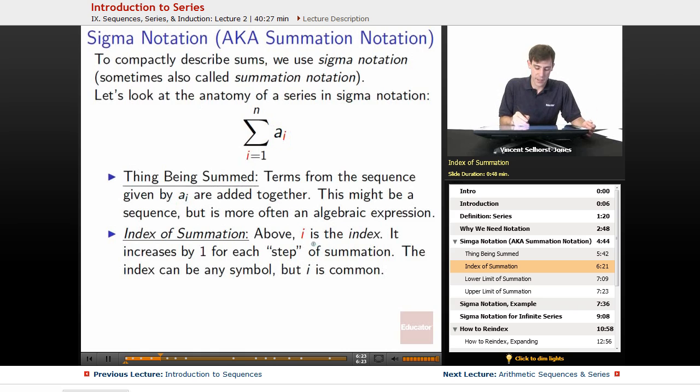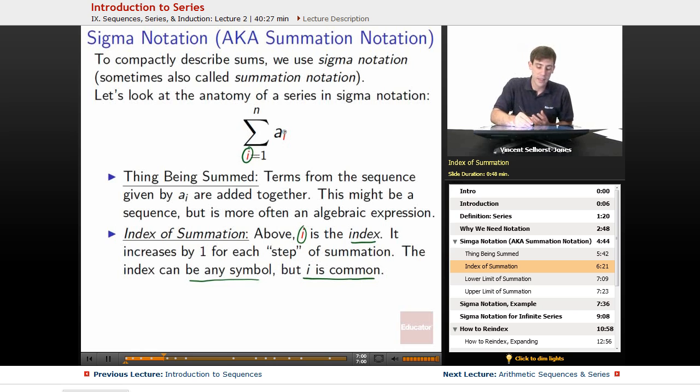Next, the index of summation. So i is the index. It increases by 1 for each step of summation. We do the first thing, then we add the second thing in the next step, then we add the next thing in the next step, and so on and so forth. So every time we step forward, the index will click up by 1. We start at some value, and then we go to the value 1 above that, then the value 1 above that, and so on. So every step, it will increase by 1. The index can be any symbol, but i is very common, and that's what we'll wind up using for the most part in this course.